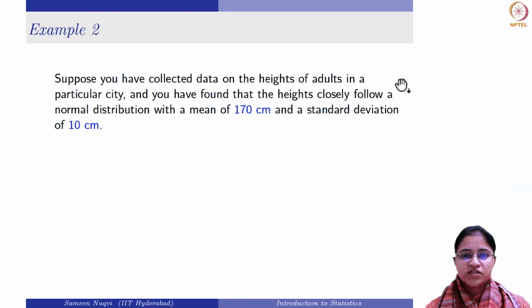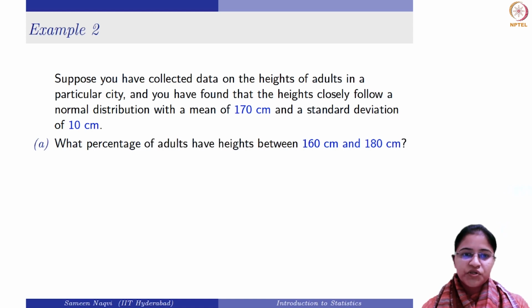Suppose you have collected data on the height of adults in a particular city, and you have found that the heights closely follow a normal distribution with a mean of 170 centimeters and a standard deviation of 10 centimeters. So this is mu and sigma. Mu and sigma are given to you, and you also know that it is coming from a normal population. Now the question is: what percentage of adults would have heights between 160 centimeters and 180 centimeters?